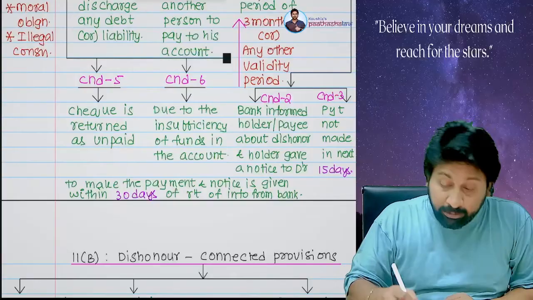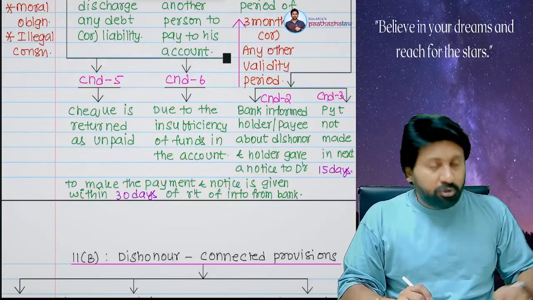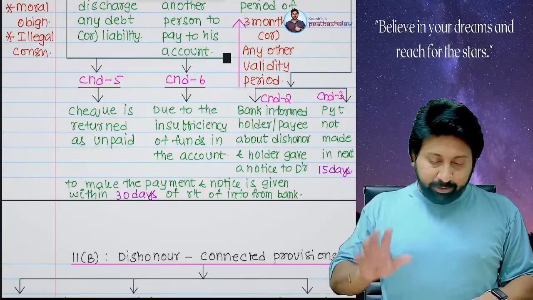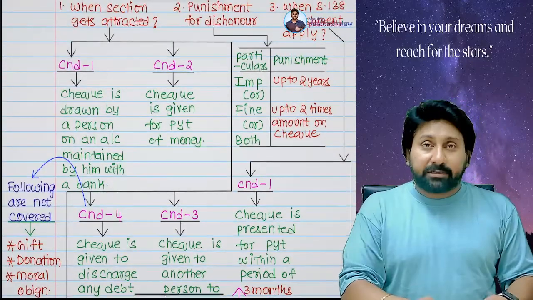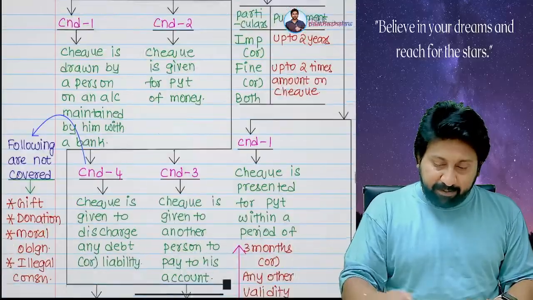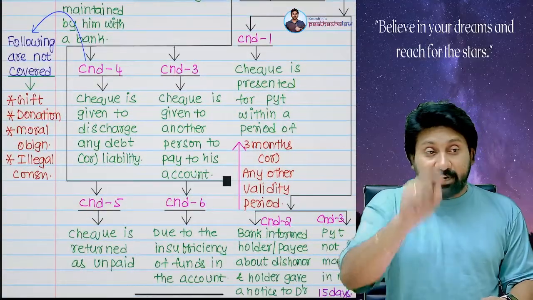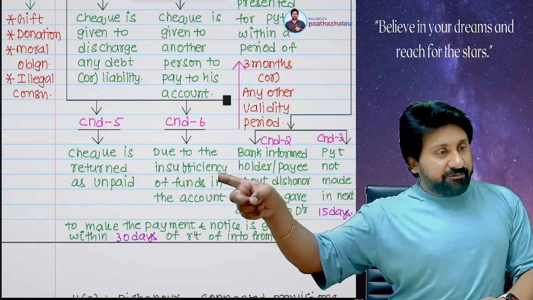Due to what? Due to insufficiency of funds, not due to other problems in the bank account. Due to insufficiency of the funds in the bank account, it got bounced back. So let's understand. See here. A check is drawn by a person on a bank account maintained by him with that bank for a payment to another person. And it is not a gift, it is a debt or a liability. And it is returned as unpaid due to insufficiency of funds.